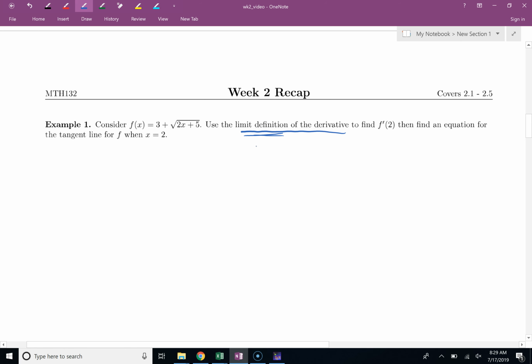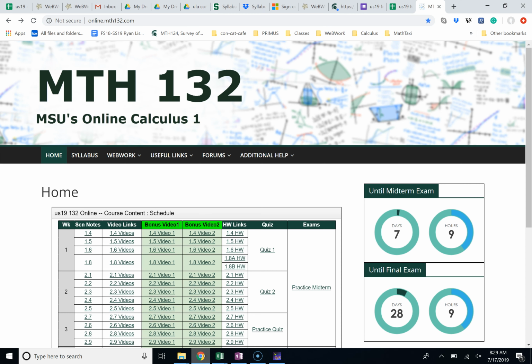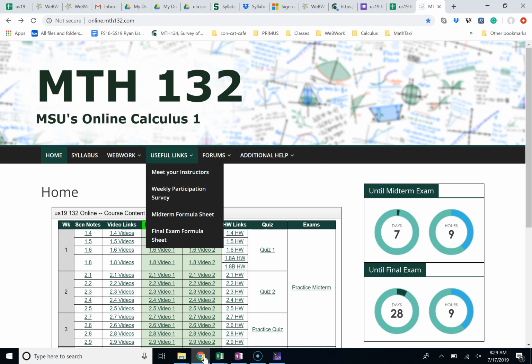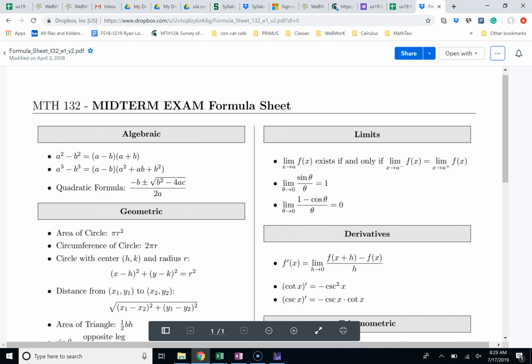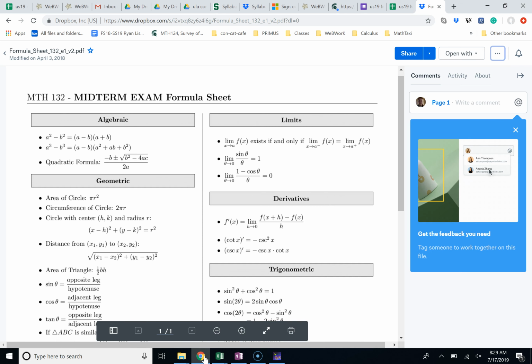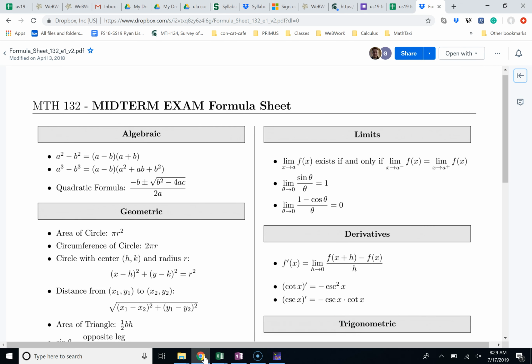So what is this limit definition of the derivative? Luckily, this is given to us on our formula sheet. I'm going to bring up our course website here under useful links and midterm formula sheet. If we go to this link, I'll show you exactly where it is. Again, I highly recommend that you print this formula sheet out and carry it around with you, and you know exactly what's on here and what's not, because not everything you might want is going to be on here. So it's important that you still memorize some things, but certainly if it's on here, you don't need to memorize it.